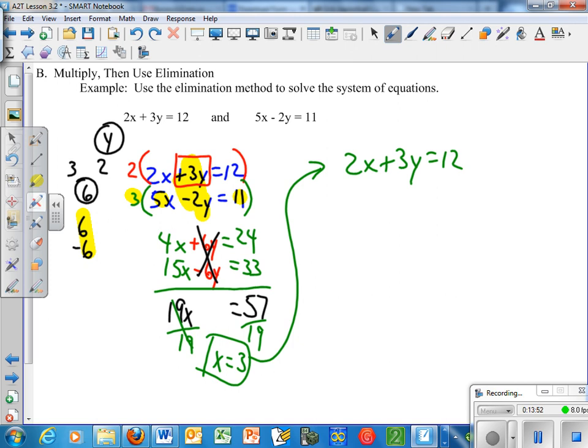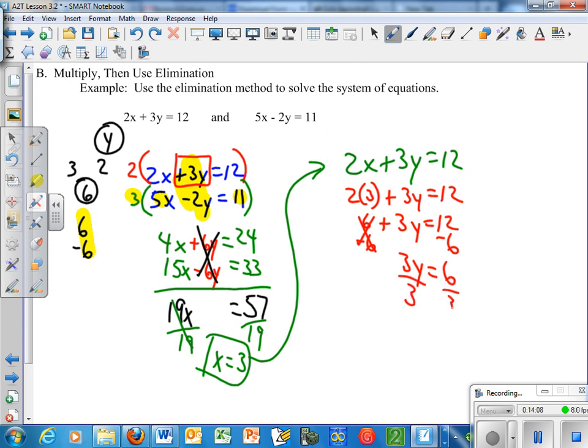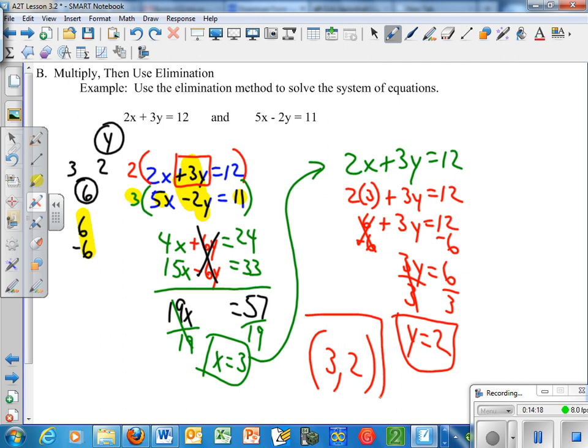And I'm going to put 3 in for x, so it's 2 times 3 plus 3y is equal to 12. So 6 plus 3y is equal to 12. I'm going to subtract 6. So 3y is equal to 6. I'm going to divide by 3. So y is equal to 2. So I tie these two together as an ordered pair. 3, comma 2. The x is 3, the y is 2.